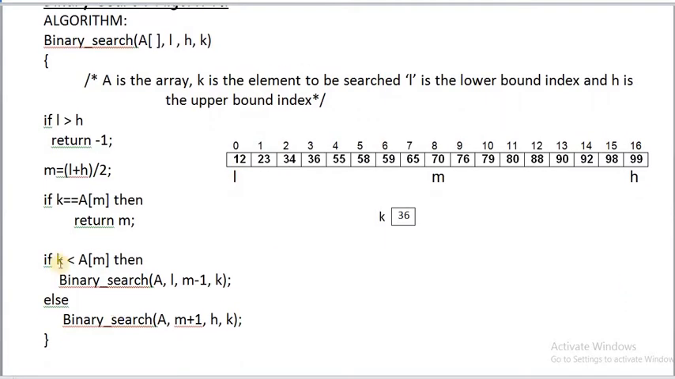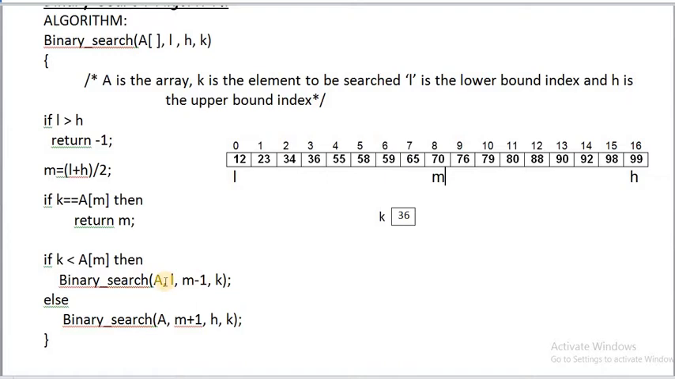If K is less than A of M, this statement is executed. If K is greater than A of M, the other statement is executed. Now K is less than 70, 36 is less than 70, so this statement is executed. It is a function call again: the function binary search is called by binary search. It means recursion. This time new values are passed to the function.